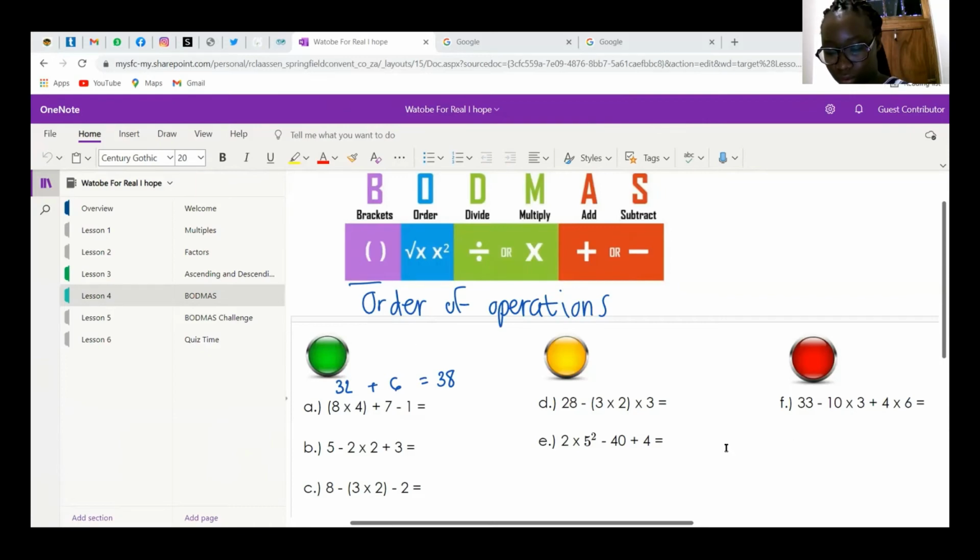Sure. Okay, so if we look at the order of operations, we know brackets come first. Do we have any brackets in the sum? No, no brackets. And then order is any squared number or a square root number. Do we have any squared numbers or square root numbers? Okay, squared numbers would be something like 3 squared. Let me write it over here. So it would be like 3 to the power of something. Okay, we don't have anything with a power in it.